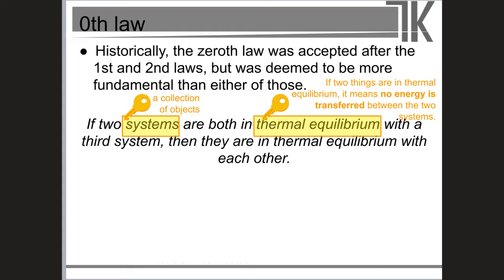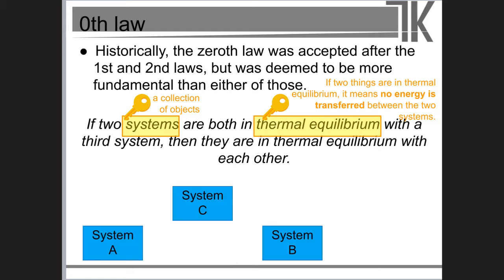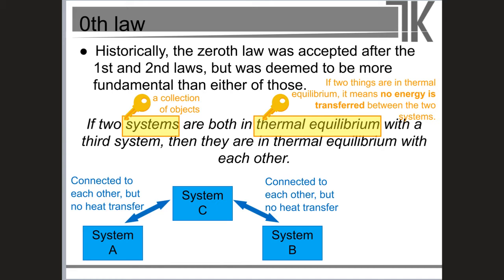Now remember, a system is just a collection of objects, and thermal equilibrium means that no energy is transferred. At first that seems a little bit oddly phrased, but essentially it's like saying, say we've got three systems: A, B, and C. We take a look just at systems A and C to start, and they're in thermal equilibrium with each other. So we've connected A and C together, but between A and C there's no heat transfer, no energy transfer. Then we do the same thing with systems B and C. We connect B to C, and when they're connected, there's no energy transfer, no heat transfer between the two of them.